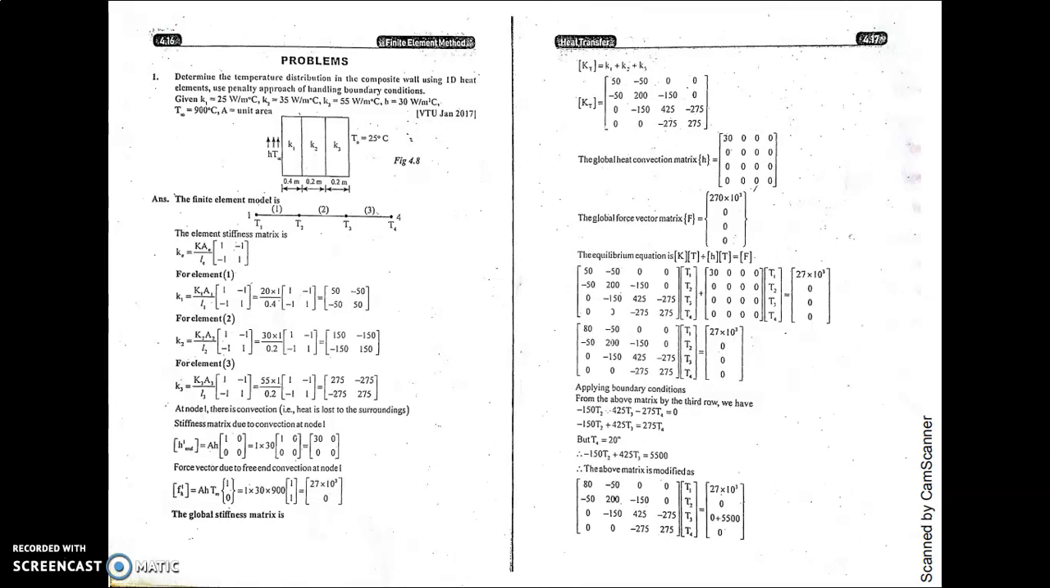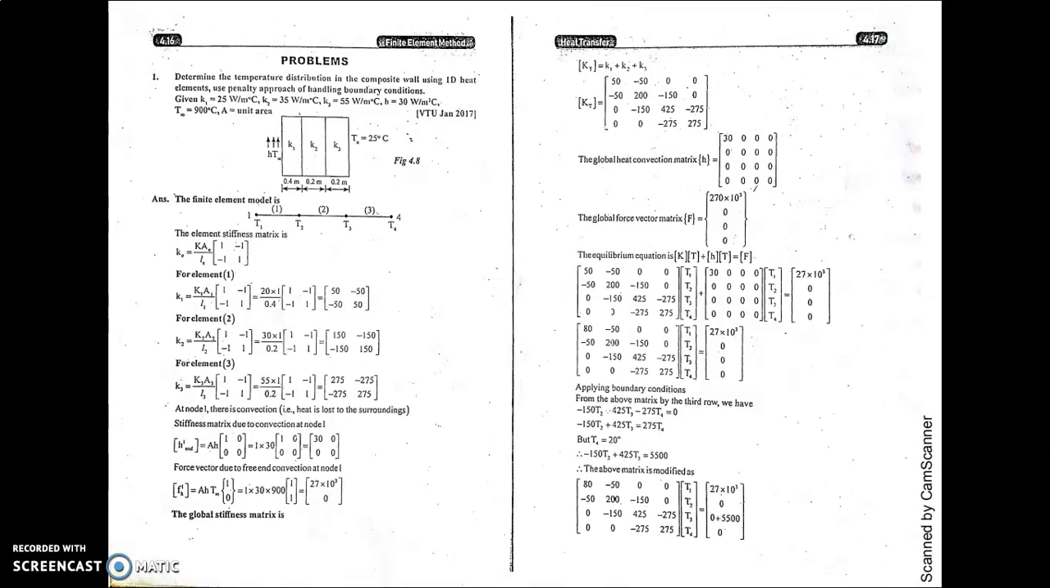Given K1 is equal to 25 watt per meter degree centigrade, K2 is 35, K3 is 55, and h is the convective heat transfer coefficient, which is given as 30, and T infinity is 90 degree centigrade. A is a unit area, so area is equal to 1 meter square here. There are three elements given, K1, K2, K3, and there will be 4 nodes, 1, 2, 3 and 4. If there are 4 nodes, then the resultant stiffness matrix order is 4 by 4.